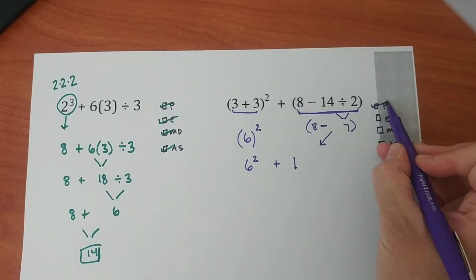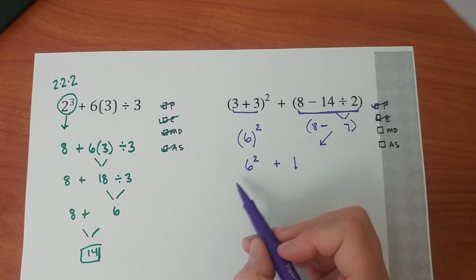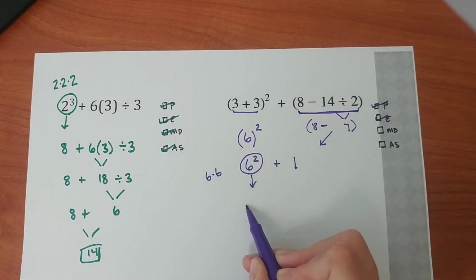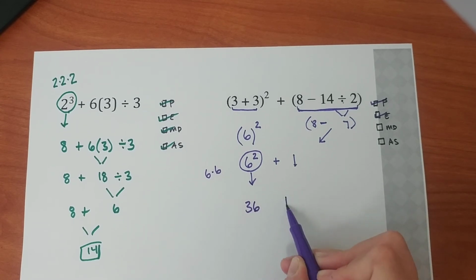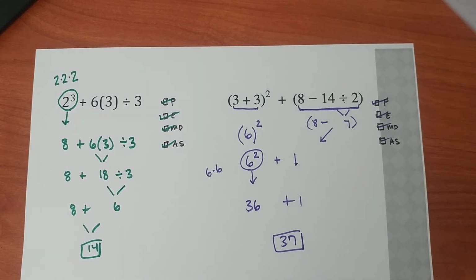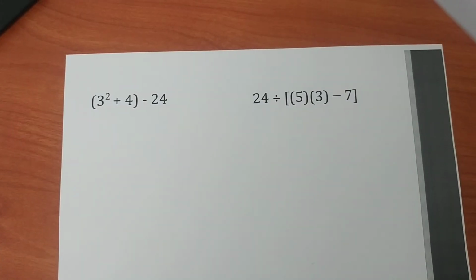All right, parentheses done. Exponent time. Right here, 6 to the 2nd power. Remember that means 6 times 6, which is 36. And then I add the 1, giving me 37. Boom, boom, I'm done. I've taken this expression and simplified it.